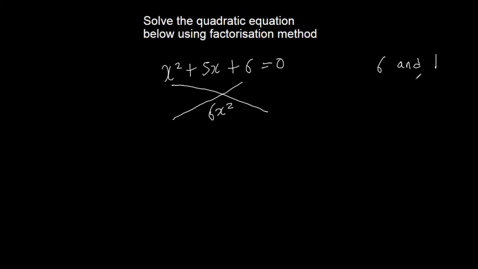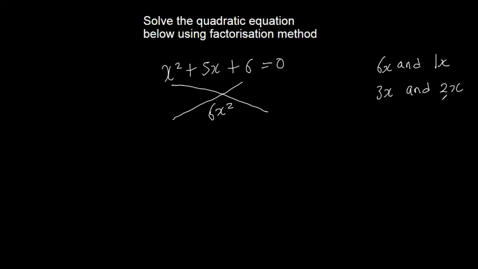We'll multiply 6 and 1 to give us 6, but in this case we need to get 6x squared. So let's just add x here and x here. So 1x is still the same as x. If we multiply 6x by 1x, we'll get 6x squared. Let's find another factor pair that will give us 6x squared. We can multiply 3x and 2x. Is there another factor? Think. No, there is no other factor.